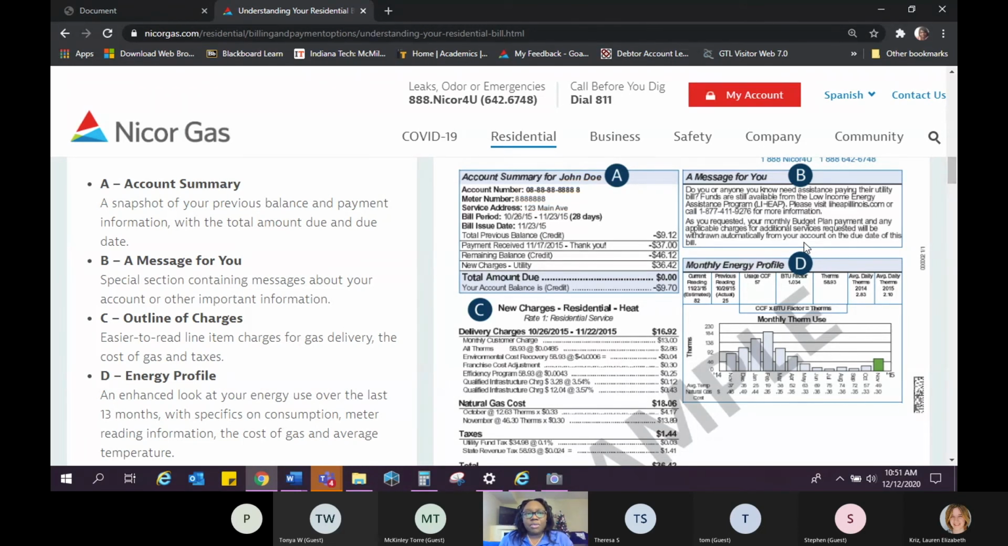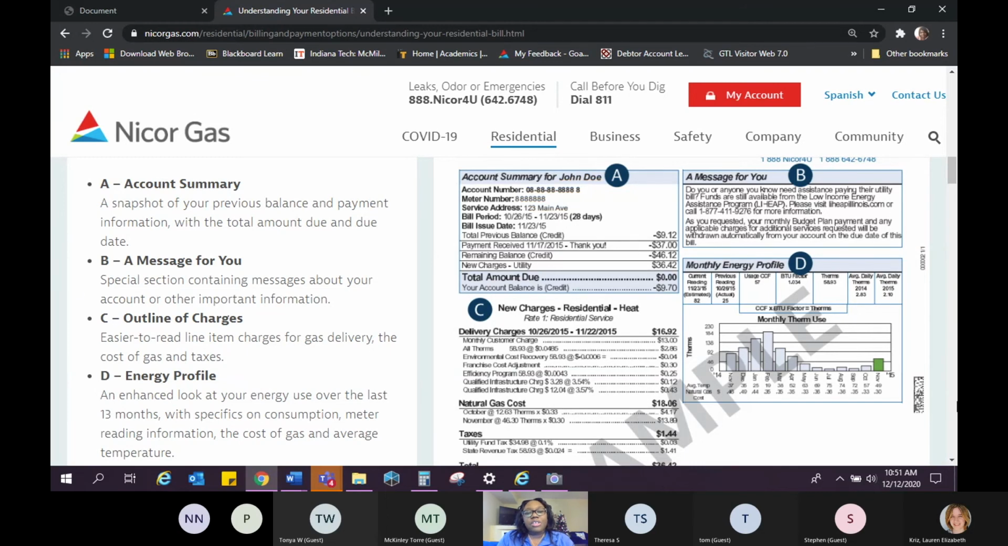Whenever the company is going through any changes, especially regarding your bill, that message will be here. You may also get an email if you're on our email listing, but we do put it on the bill. So any messages for you, we do put that in this section.